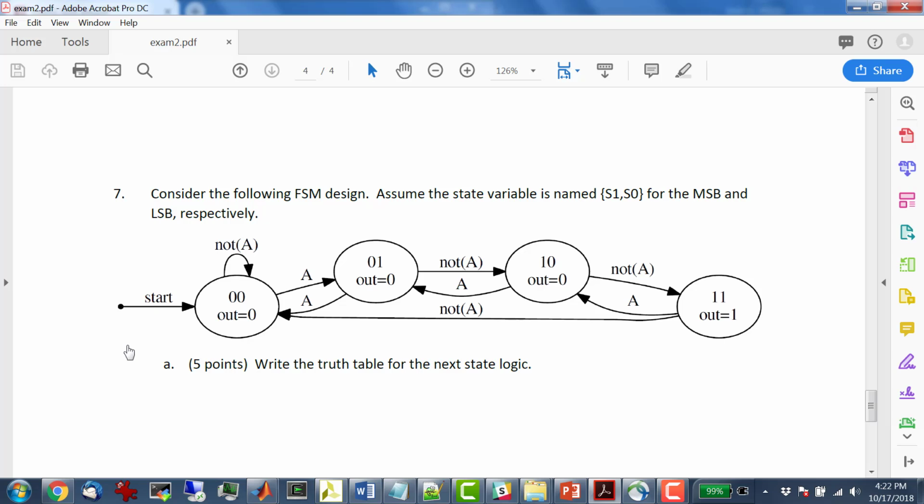Let me put lines here. OK, if I'm in 1, 0, and I get a not A, then I go to 1, 1. If I'm in 1, 0, and I get a true A, I go to 0, 1. And if I'm in 1, 1, and I get a not A, I go back to 0, 0. And if I get a true A, I go back to 1, 0. There it is. Any questions?